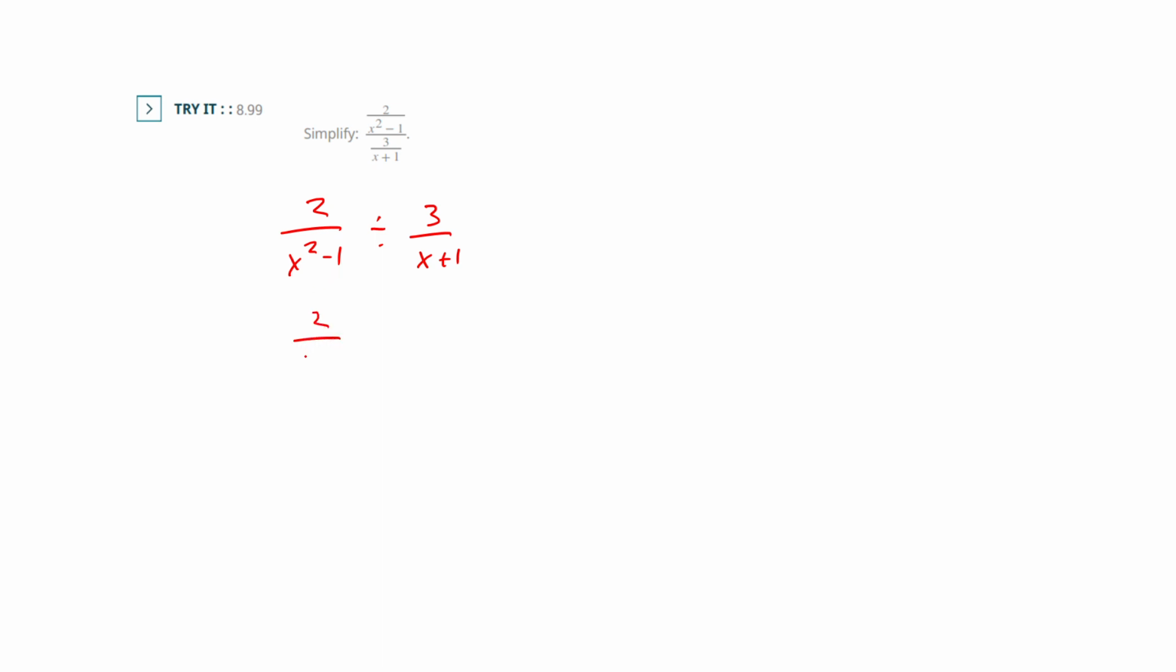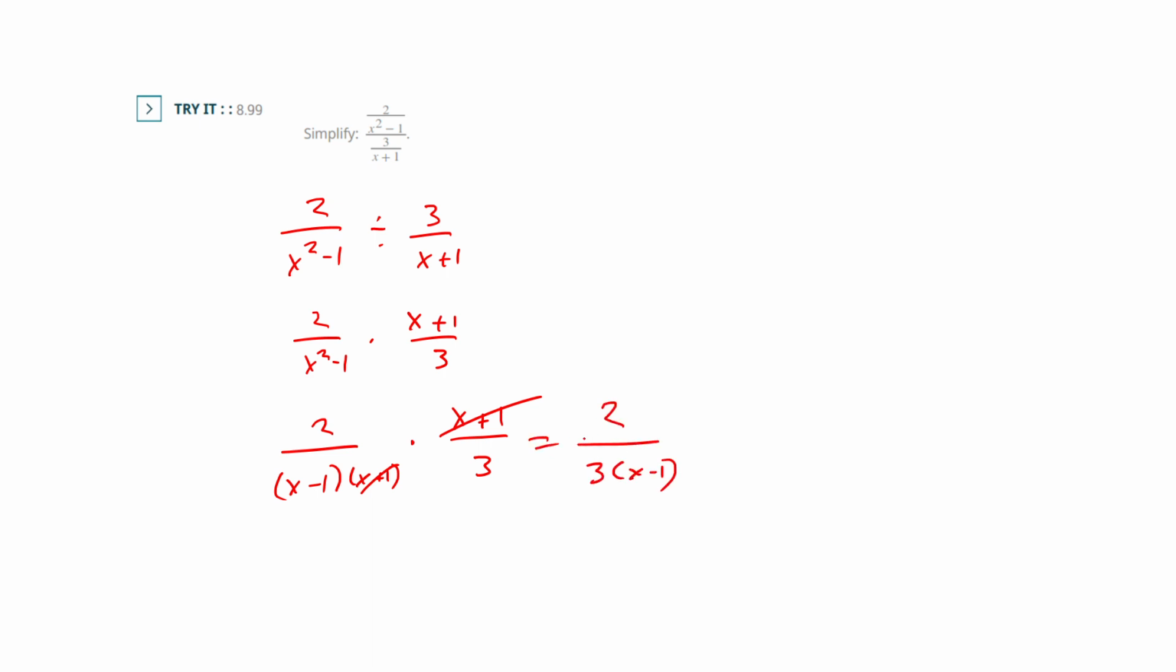So that's keep, change, flip. Now I'm going to factor this to make it 2 over x minus 1 times x plus 1. Now we've done this several times. Remember, anything on the top can cancel with anything on the bottom, and we're left with 2, and we're done.